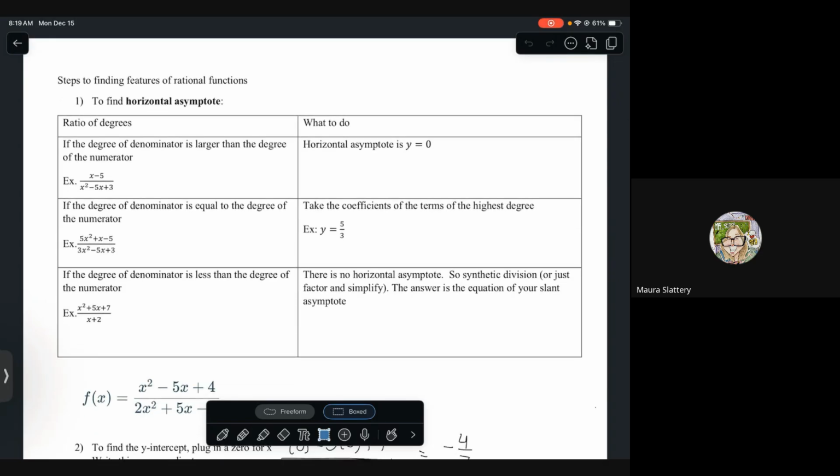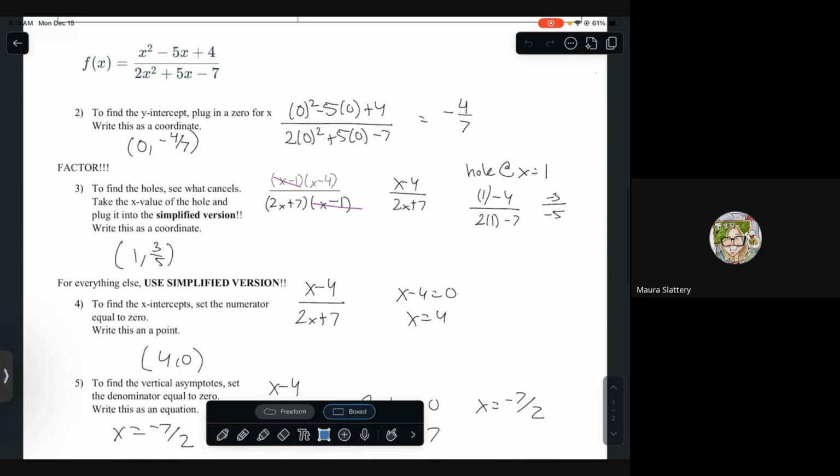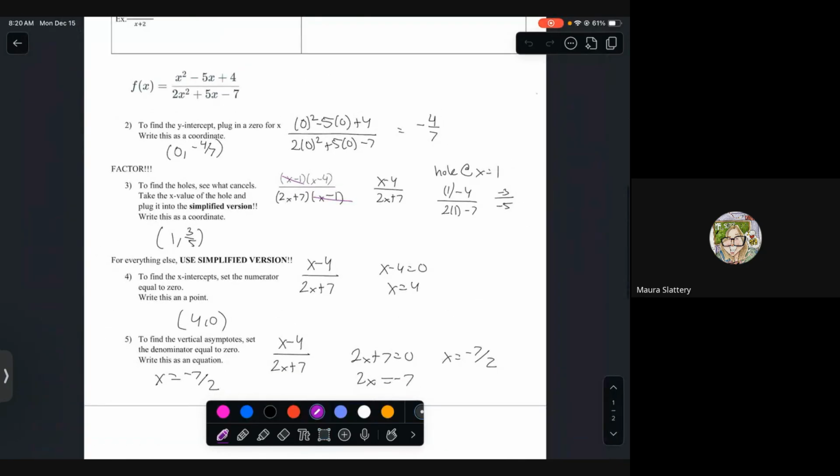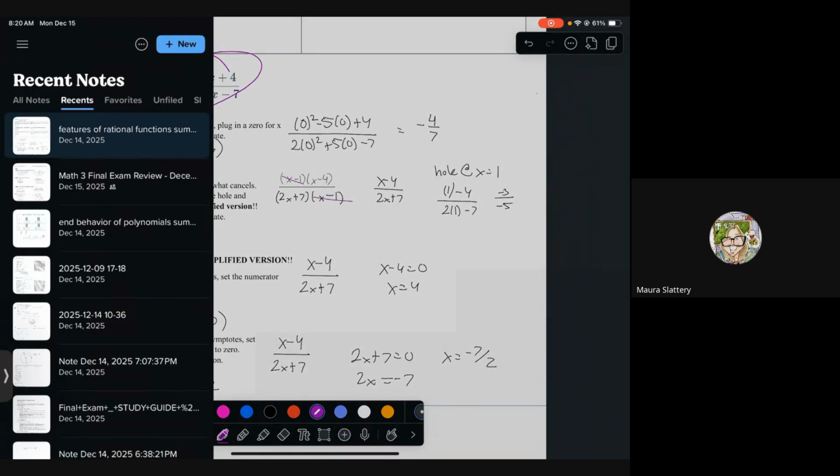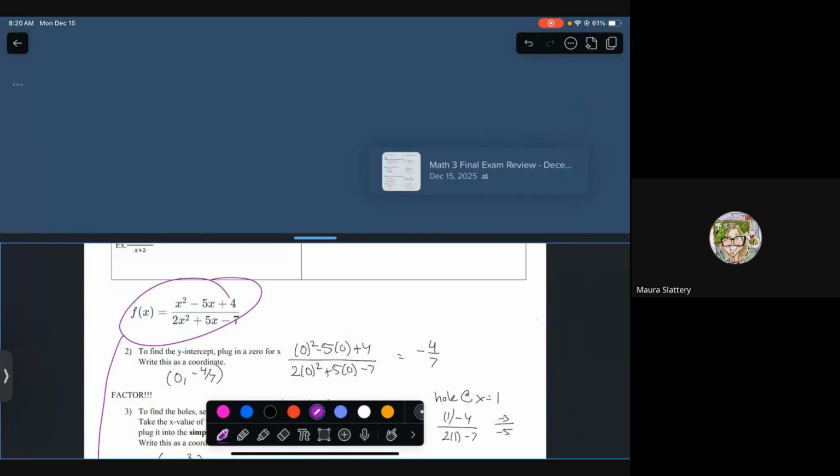So this is how we find the horizontal asymptote. And then for the rest of them, I use this example to find the rest of the things you need to be able to find. So again, like I said, pause the video, copy these down. All right, so I will be referencing this as we go through it.